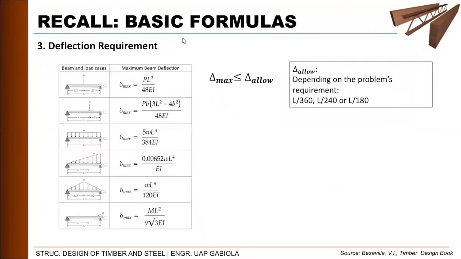Next is the deflection requirement. The allowable deflection differs from case to case, depending upon the requirement of the problem. Sometimes this limit is given as L over 360, L over 240, or L over 180, wherein L is the length or the span of the joist or the beam in millimeters. And then for the allowable maximum load, we can use this formula.